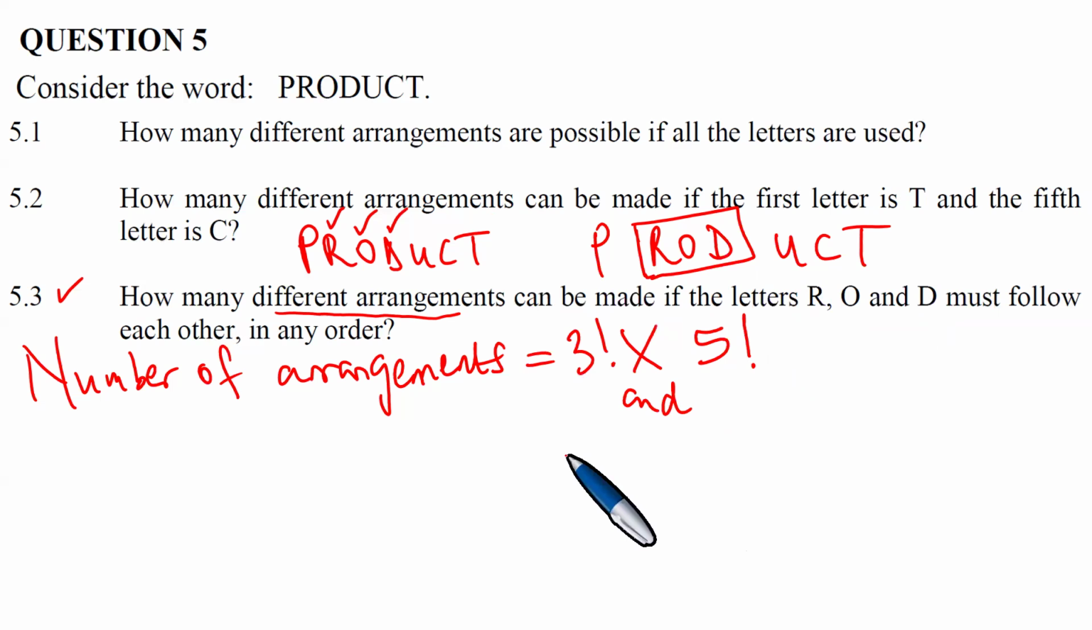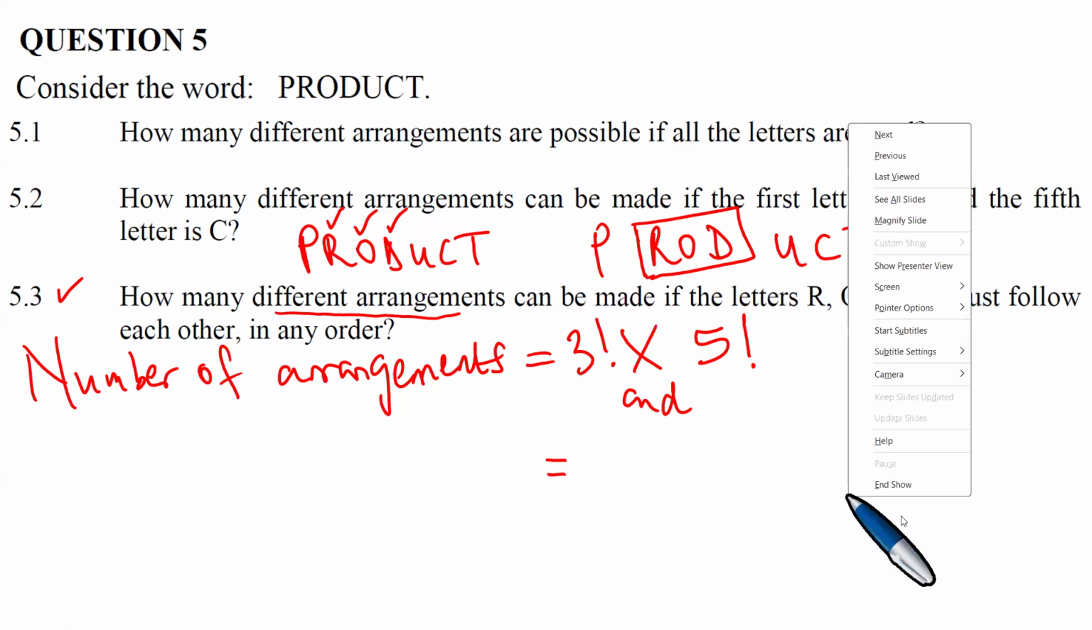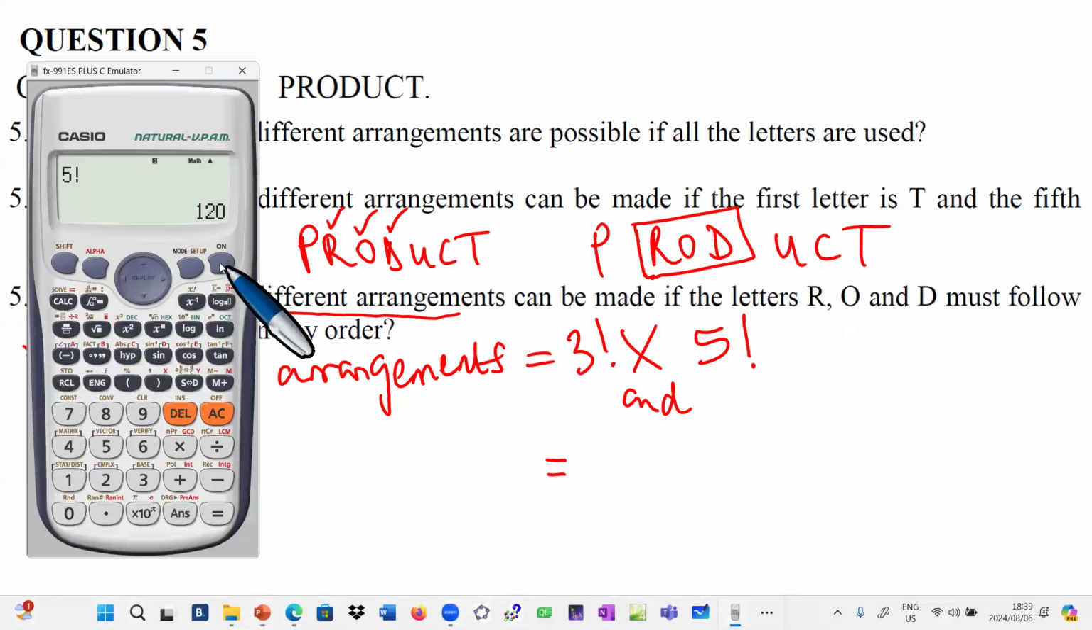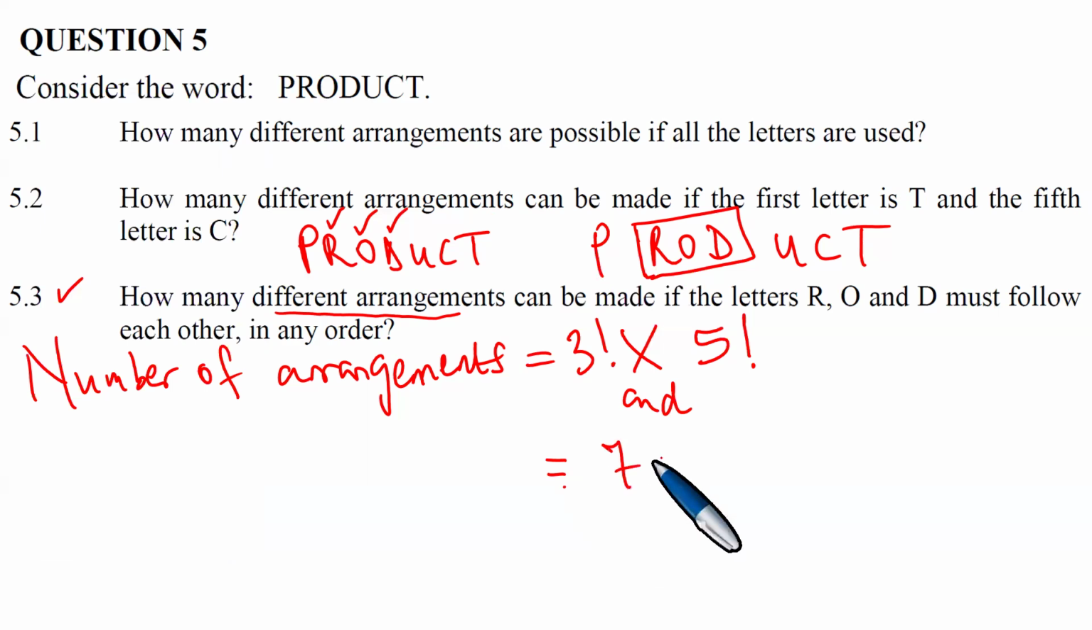And therefore, what do we have? We know 3 factorial is 6. And we have already done 5 factorial before. We remember, it's 120. So we have 6 times 120, which is 720. And therefore, we have exactly 720 arrangements. Any question on this 5.3?